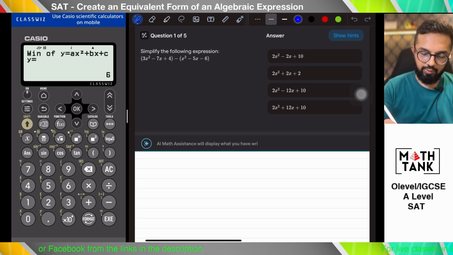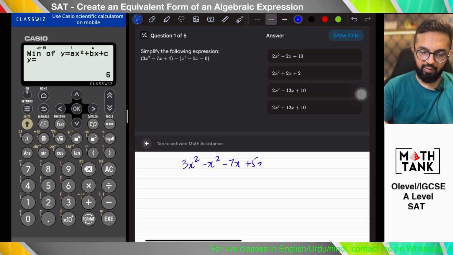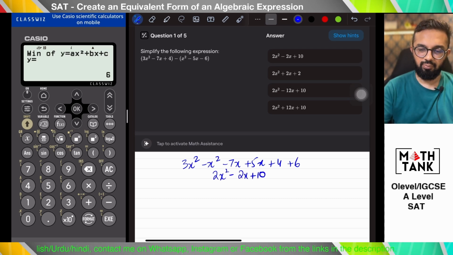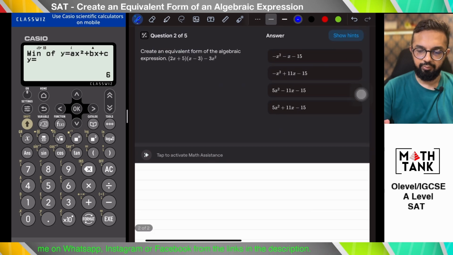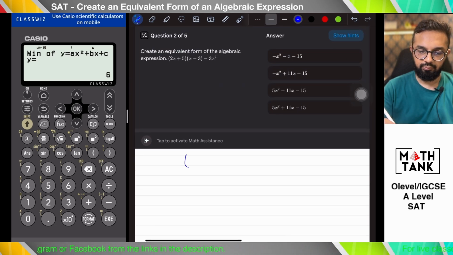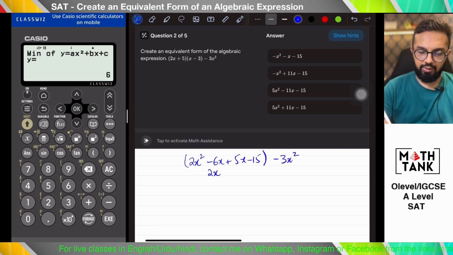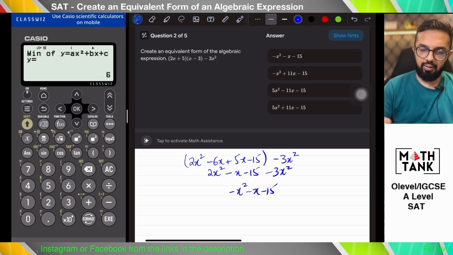Okay, more hard questions. 3x squared minus x squared minus 7x plus 5x plus 4 plus 6 plus 10. Okay, moving on to the next question. 2x squared minus 6x plus 5x minus 15 minus 3x squared. 2x squared minus x minus 15 minus 3x squared. Minus x squared minus x minus 15.